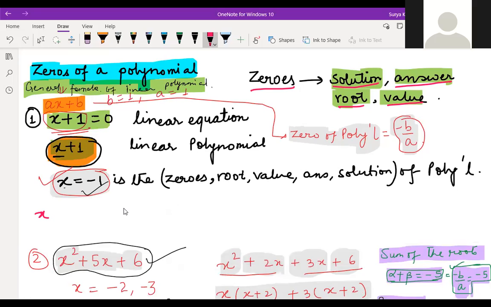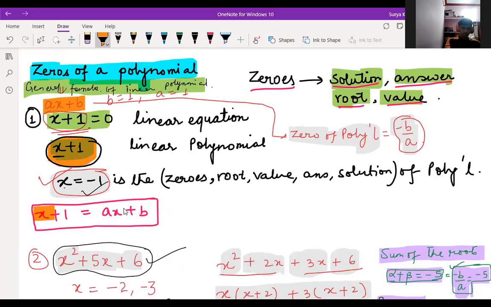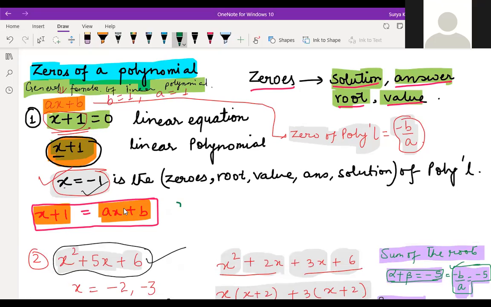x plus 1, we are comparing with ax plus b, the general formula of a linear polynomial. If you compare both equations, what do you get as the value of a and b, children? Yes, you get the values 1 and 1. So a is equal to 1 and b is equal to 1.